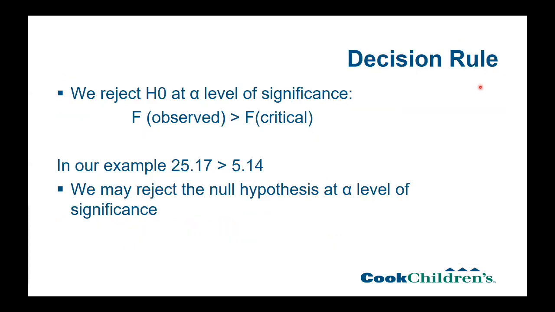So after that calculation, we now want to compare the F statistic, that's the observed, and the critical F value. And if it's greater, we reject the null hypothesis. In this case, the F statistic that was calculated was 25.17, which is greater than 5.14. So we reject the null hypothesis at the alpha level of significance, that's at the 0.05 or at the 5% level of significance.